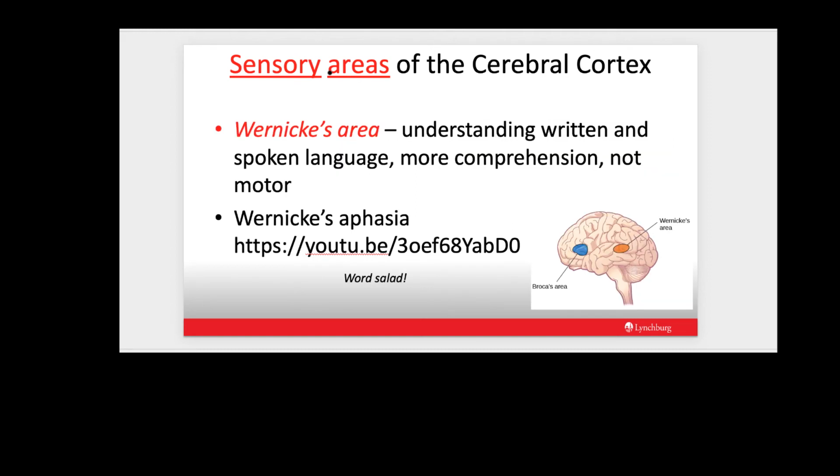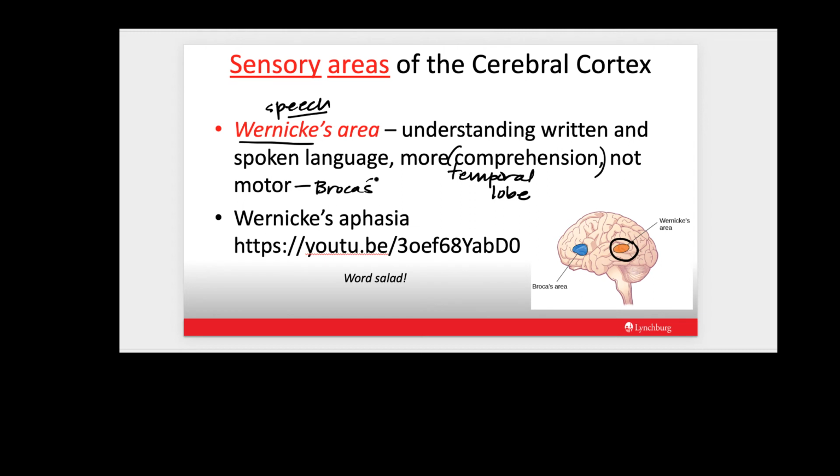Okay. We also have a sensory area of speech. This is sensory speech, and we call this Wernicke's area. It's going to be this area here, posterior to Broca's area. This is more temporal lobe, which is what we see here. Basically, this is the understanding of language. This is definitely more comprehension of language. This is not motor function. Motor is going to be Broca's. Comprehension of language is going to be Wernicke's.